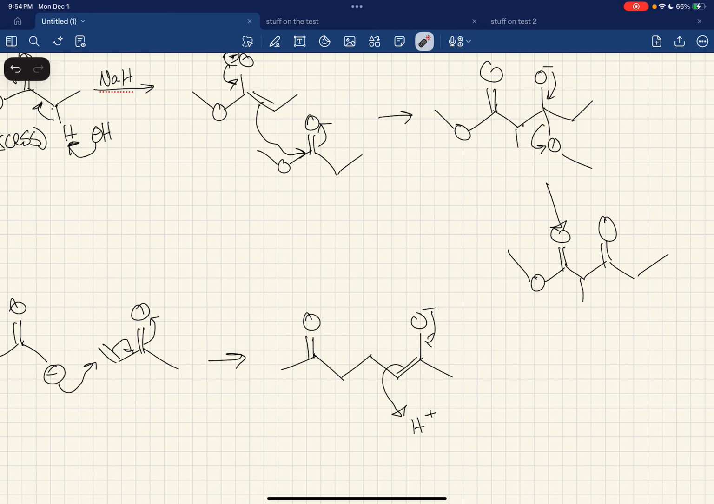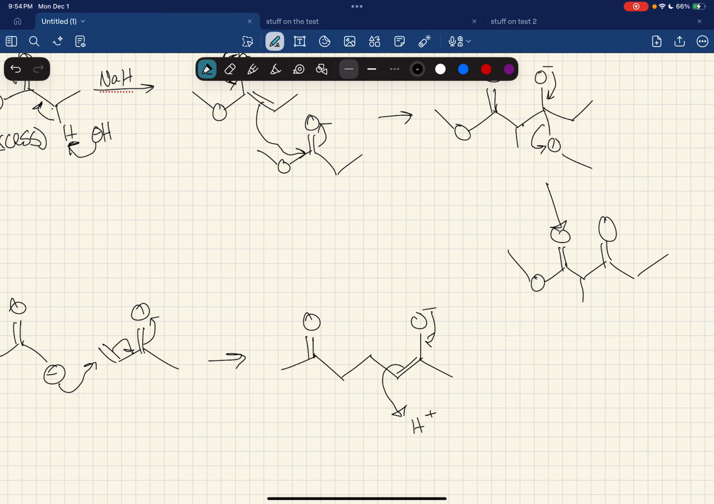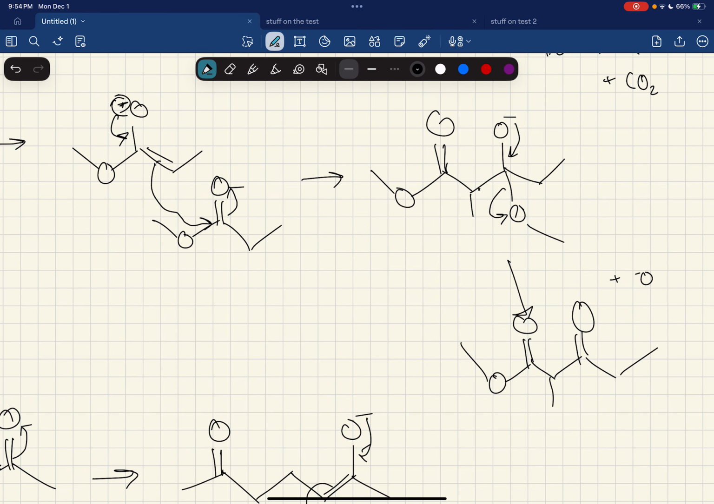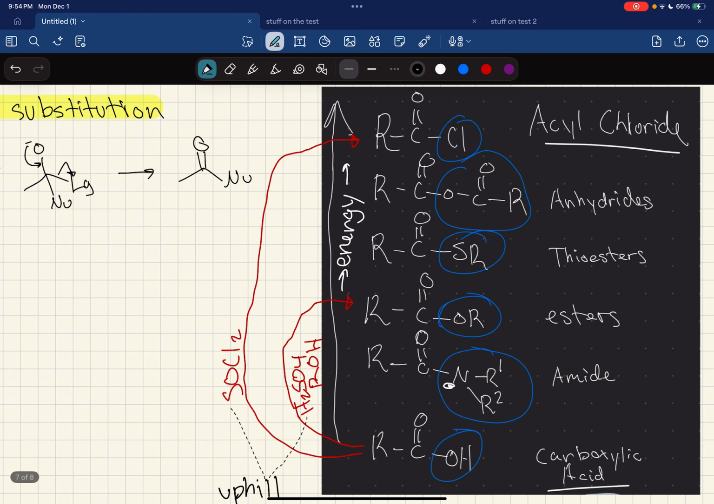And I also forgot to draw this structure, which will probably take a water and be protonated.